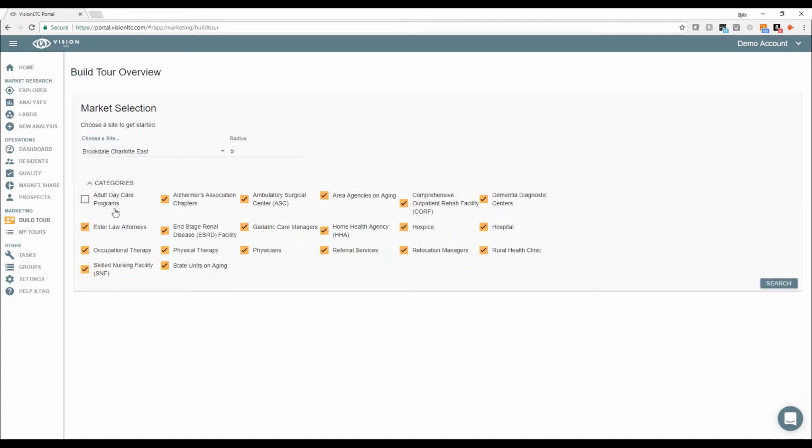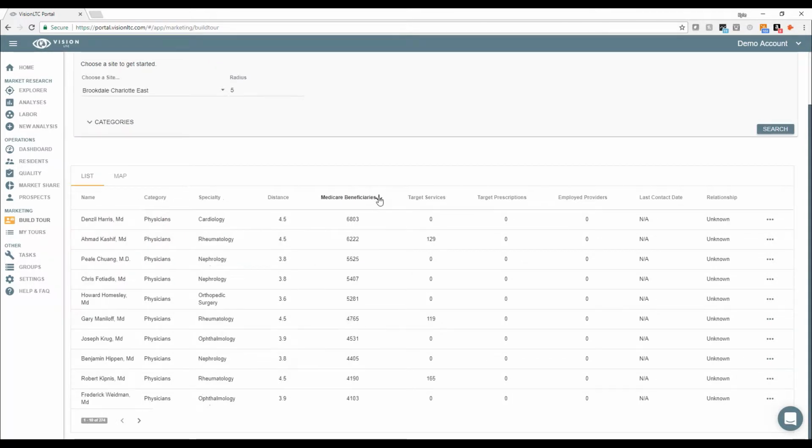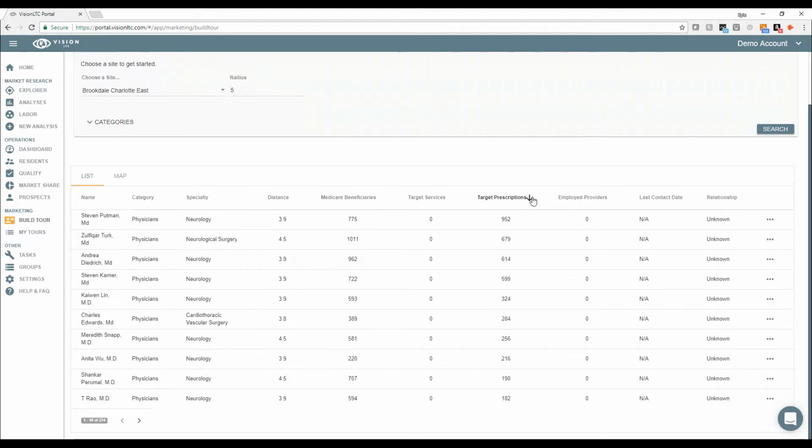So to do that, we'll come over to our tool here, where we can engage with different professionals in the market area. And we're really going to focus on physicians for this example, because they're the ones who are going to have the most touch points with these seniors. And we want to see all the physicians within 5 miles of our community. And then we want to sort them based on how many patients they engage with, or how many prescriptions they've written, things like that.